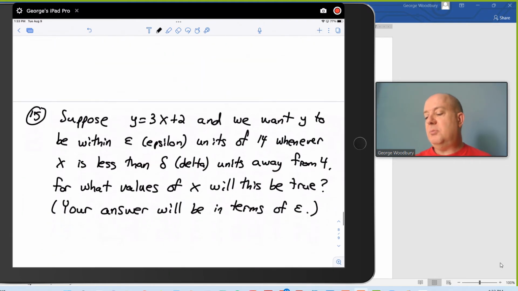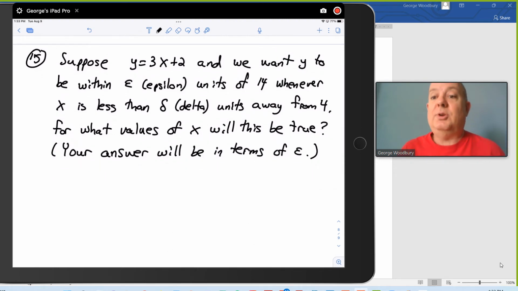Now we're going to try one more. This one has some calculus implications that you'll see when you get there, involving what we call a delta-epsilon proof for a limit. Suppose y equals 3x plus 2, similar to the last problem. And this time we want y to be within epsilon units, that's the Greek letter for E, of 14 whenever x is less than some number delta units away from 4. That's the Greek letter for D. For what values of x will this be true?